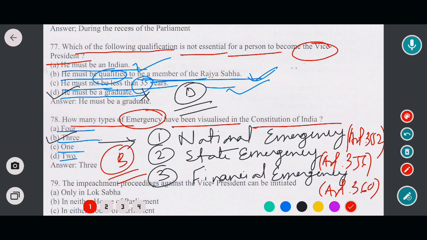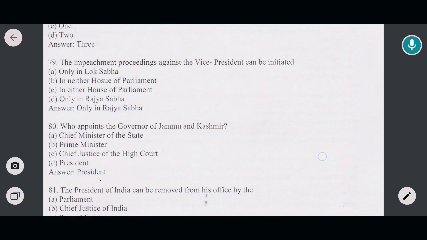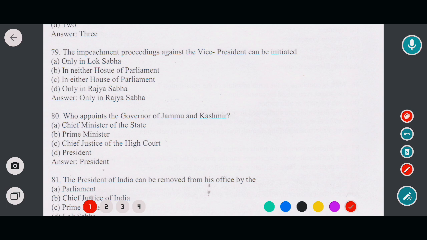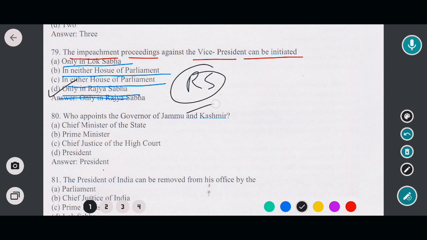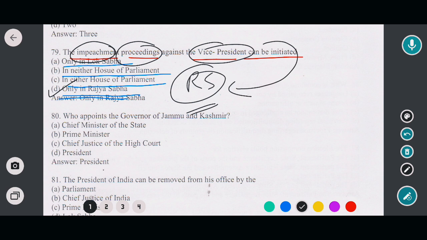Okay, now moving to next question. Next question is, the impeachment proceeding against the vice president can be initiated against whom? Options are only in Lok Sabha, in neither house of the parliament, in either house of the parliament, only in Rajya Sabha. So the correct option would be option D, that is only in Rajya Sabha. That means impeachment proceeding against a vice president can be initiated only in the Rajya Sabha. So in this case, option D would be the correct answer.